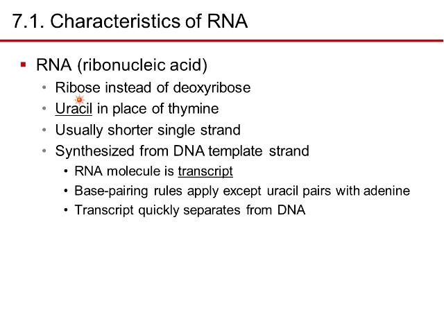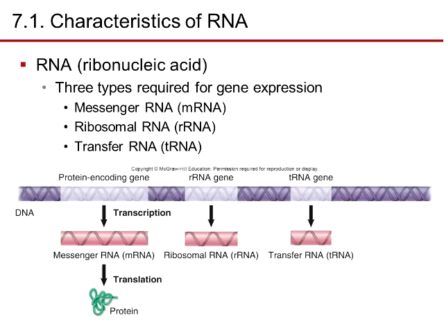So an RNA molecule is a transcript, meaning it's transcribed from the DNA inside the nucleoid or nucleus, and then it goes to the ribosomes themselves, where it's translated. The base pairing rules apply except uracil pairs with adenine, like we said before, and the transcript quickly separates from the DNA, so this is like a messenger. Ribonucleic acid has 3 types required for gene expression: messenger RNA, which is little m, ribosomal RNA, and transfer RNA. And you're seeing those different parts. There's a transcription piece that comes from the original DNA, and then we create those RNAs that we talked about.